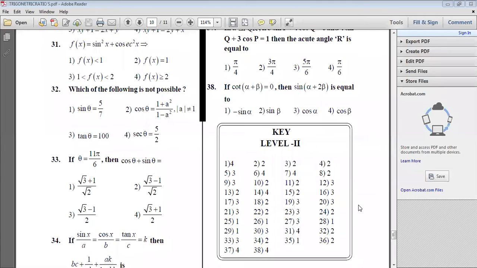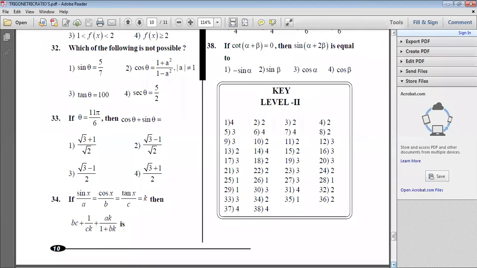Next, look at problem number 33. Let's observe this. Theta equal to 11 pi by 6. What is the value of cos theta plus sin theta? Theta is equal to 11 pi by 6. Then we have to find the value of cos theta plus sin theta. Okay.